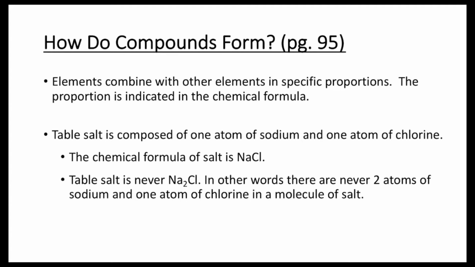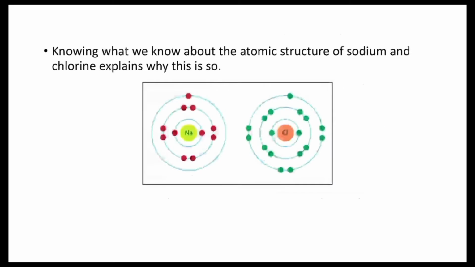So this is where it's really important to be careful with your values, and we're going to get into that later, of why it is never Na2Cl, but it's essentially to do with the ratios of the elements to one another. So, knowing what we know about the atomic structure of sodium and chlorine explains why this is so.